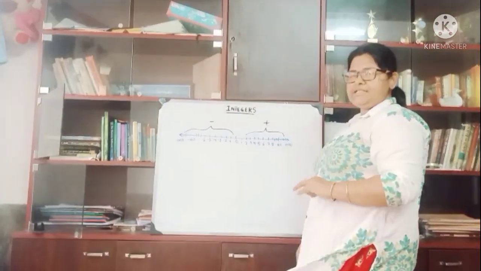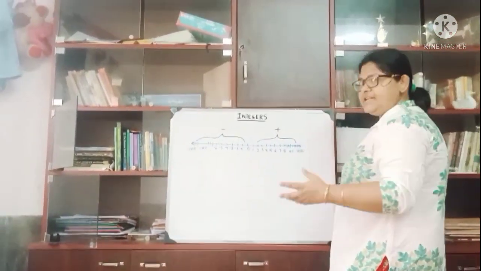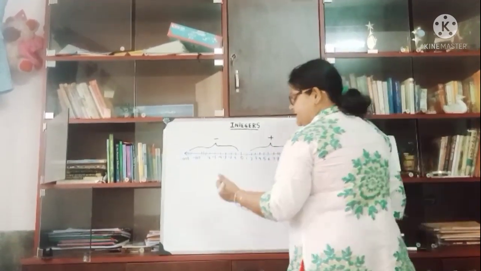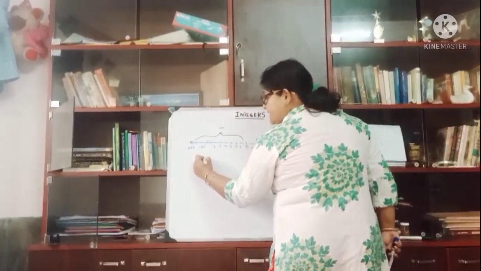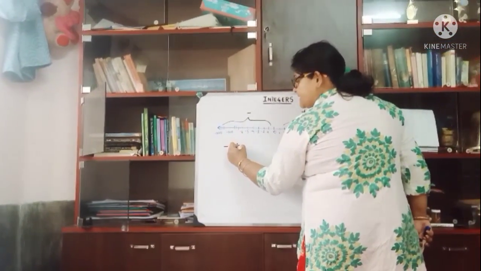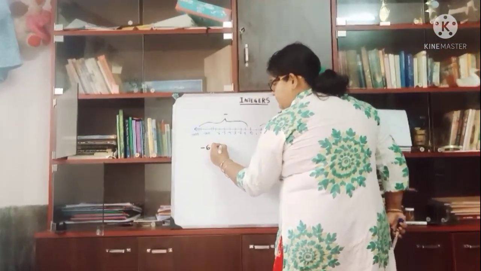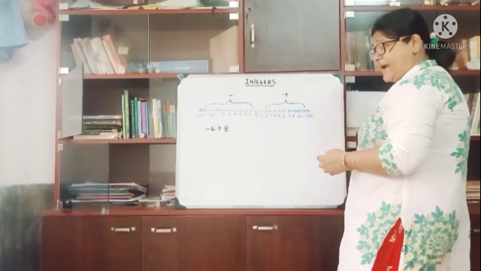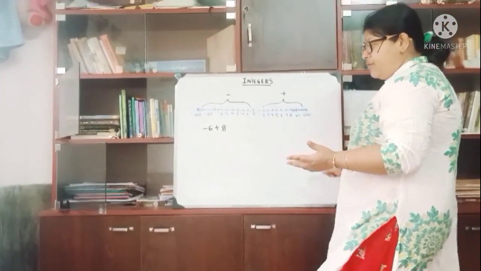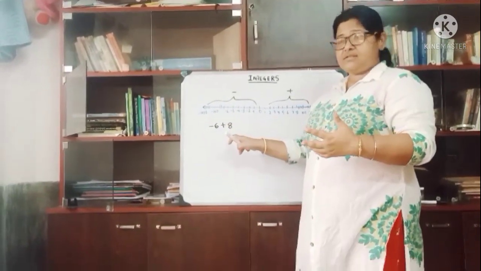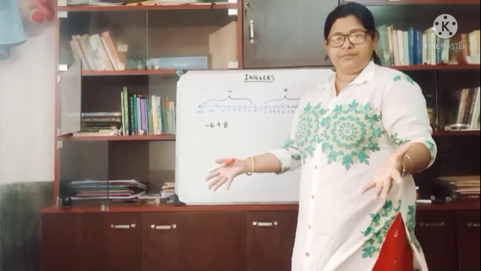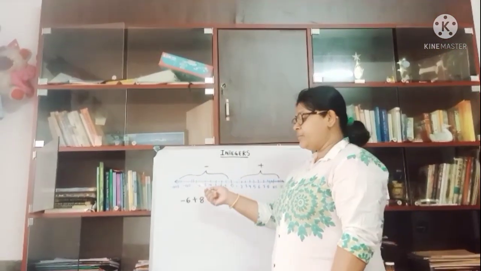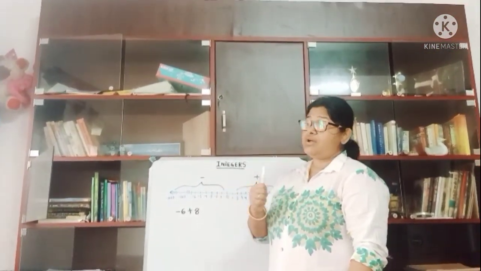Now, let's do some calculations. Where does maths come in now? Okay, relax. Suppose I tell you a number like minus 6 plus 8. For example, how am I going to calculate this? We have minus in front, plus in the back, and confusion. Don't worry. Small calculations can be done. I am going to show you with the help of the number line.